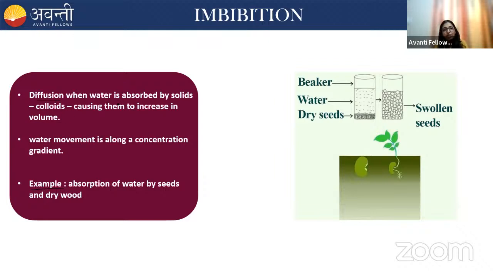Imbibition is the diffusion when the water is absorbed by the solid colloids, causing them to increase in volume. You can see, first there's a dry seed, then the seeds have increased in size, they get swollen. And the movement is along the concentration gradient. That is the imbibition. There's a downhill movement. Remember this.